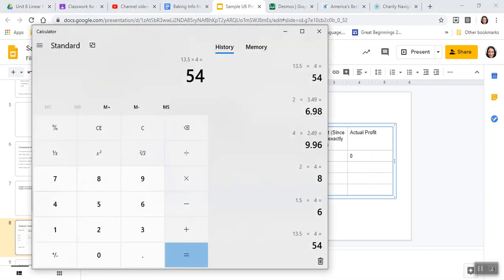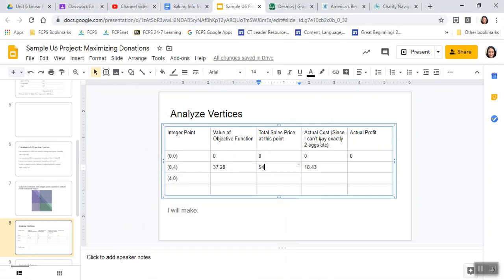So 54 minus $18.43 is $35.57. Okay, so that's just a little bit different from the value of the objective function because that's talking about if you could buy 1 egg at a time.